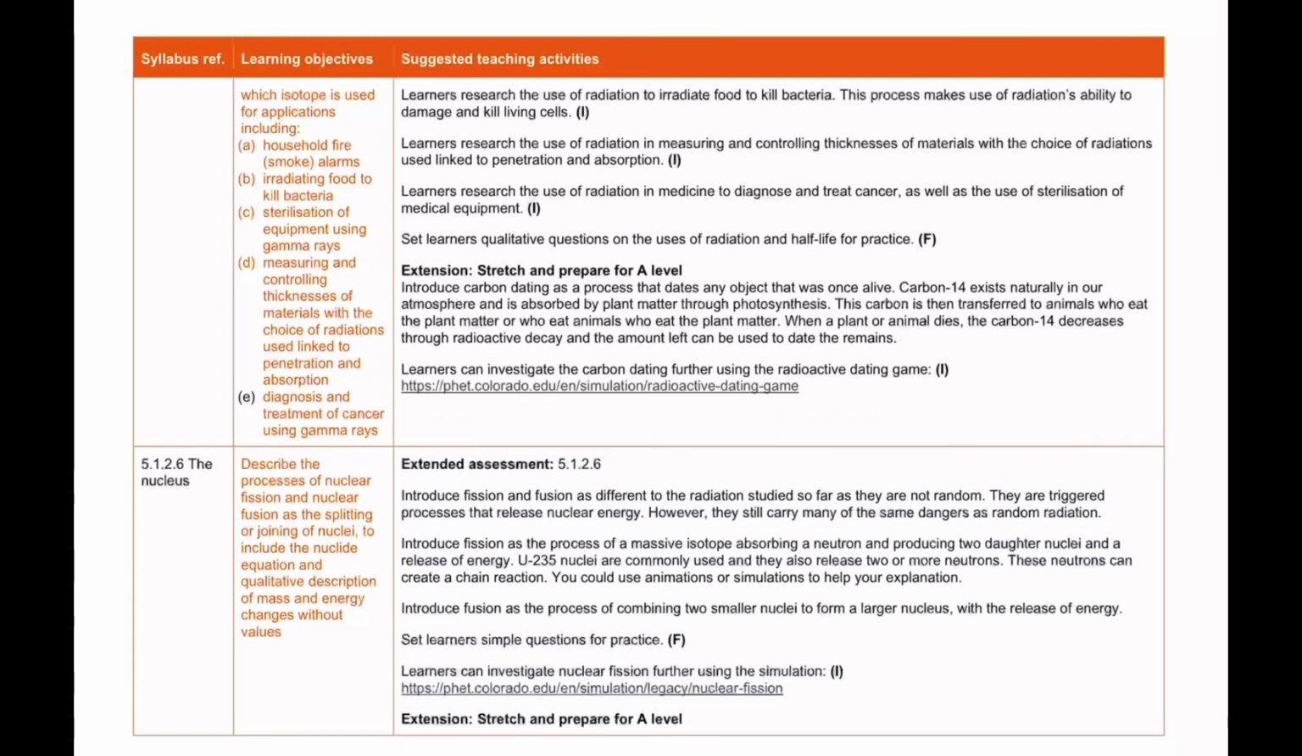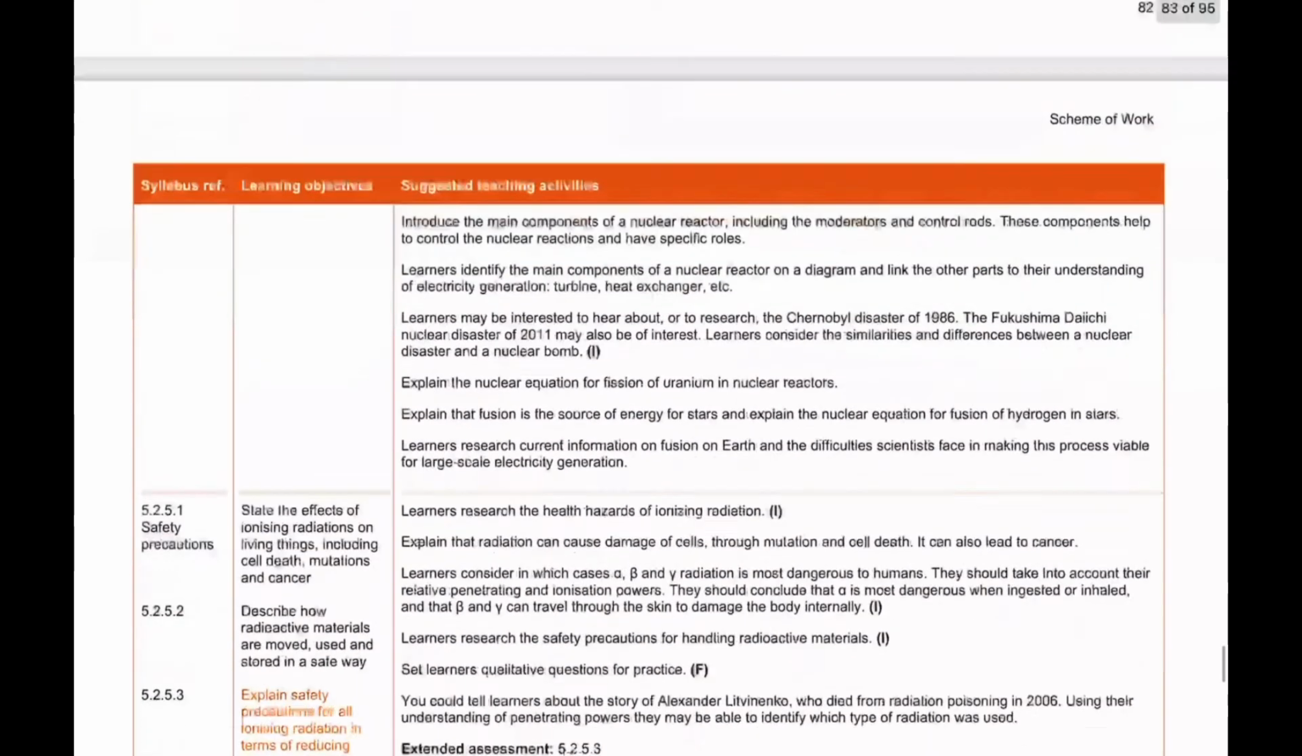Key concept, the nucleus. Learning objectives. Describe the process of nuclear fission and nuclear fusion as the splitting or joining of nuclei, to include the nuclide equation and a qualitative description of mass and energy changes without values.